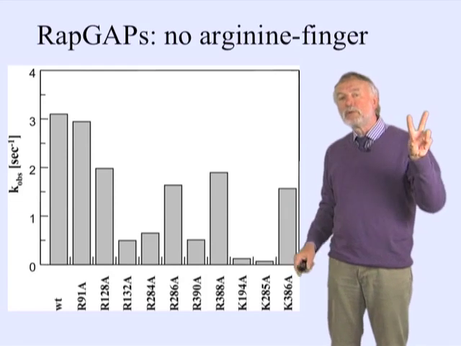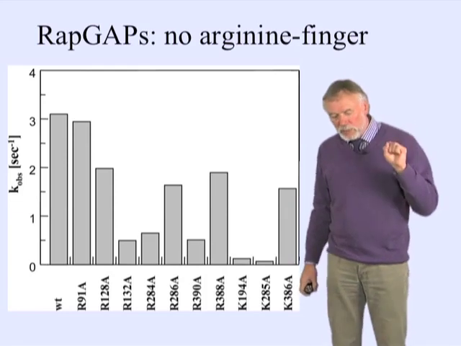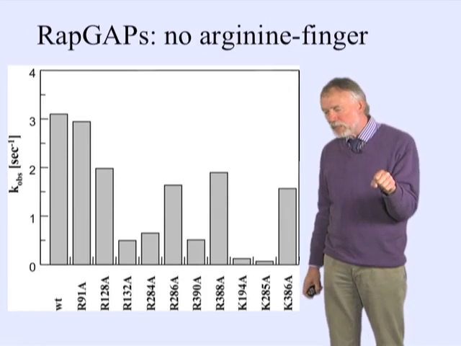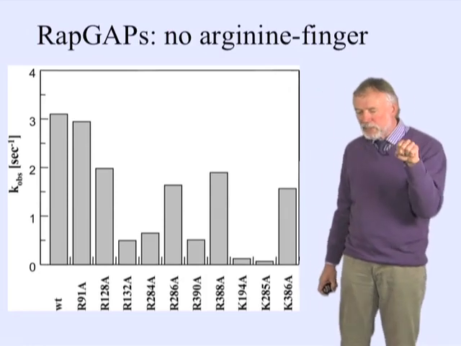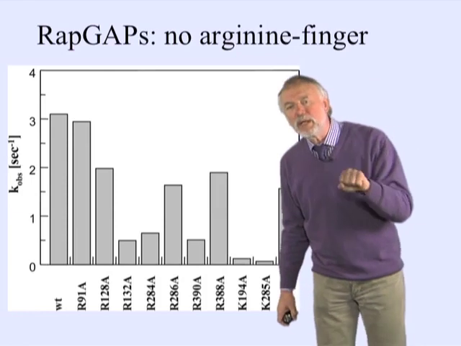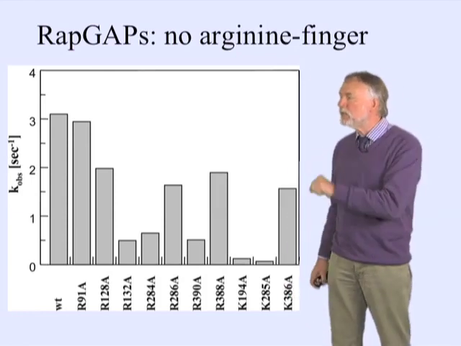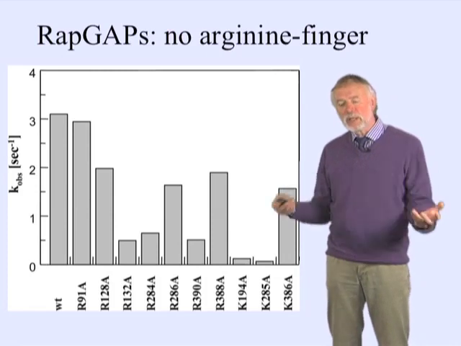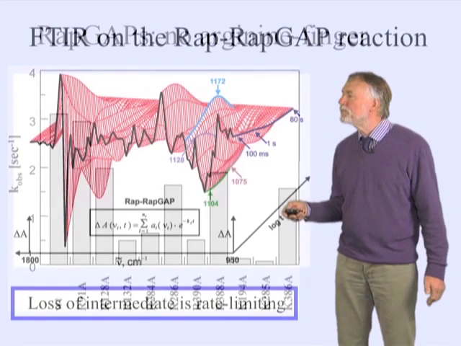So the 2 residues, an intrinsic glutamine and the arginine finger in trans, which in Ras and Rho and others make the important catalysis, are not here in the system. That means the whole chemistry must be totally different.